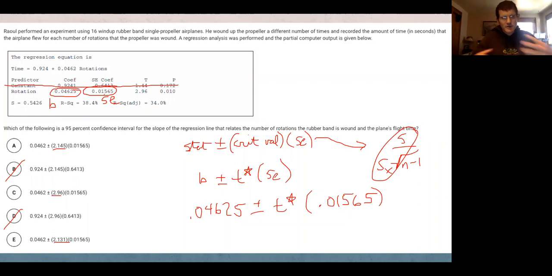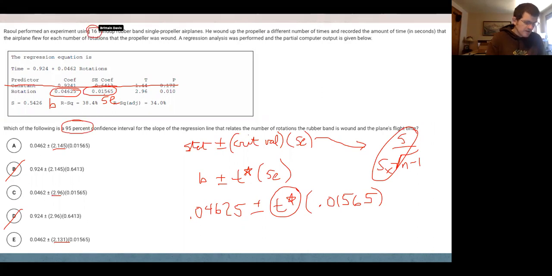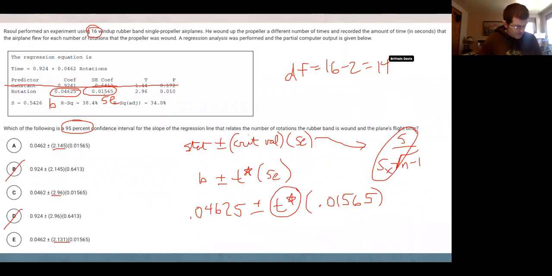I'm not going to flip the screen over for you guys to see it, but if you can pull up your table B, you can find out the t star for this. So it's going to be a t 95% confidence interval, it says right here. And since there's 16, this is where you would have to go back and read the problem. Since there are 16 data points, my degrees of freedom is going to equal 16 minus 2, so 14. And I didn't check to see if this problem is set up to throw you off.